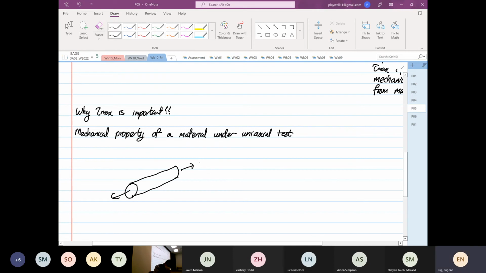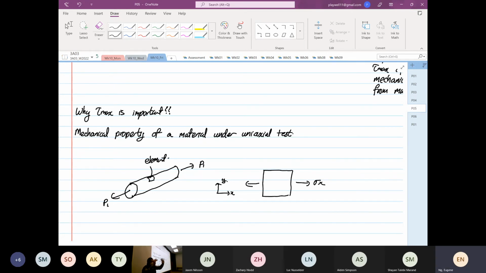Okay, we put it under tensile loading. Then we have our element down here, and I sketch our element. Our element only has one direction. I will call this our x, and this our y, so this is our stress x. Now if we were to construct a Mohr circle, this is under mechanical testing.